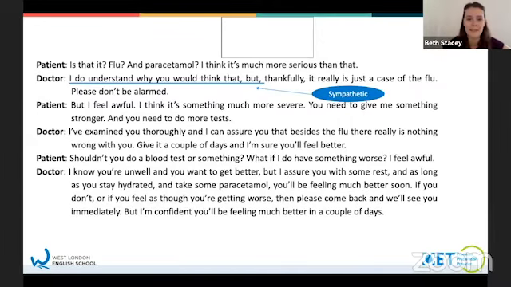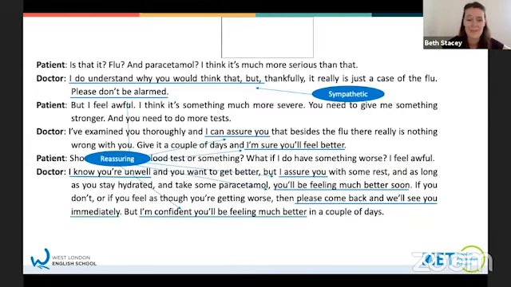So we can see some sympathetic language. I do understand why you would think that, but thankfully it really is just a case of the flu. And we've got a lot of reassuring language here as well. So please don't be alarmed. I can assure you, I'm sure you'll feel better.